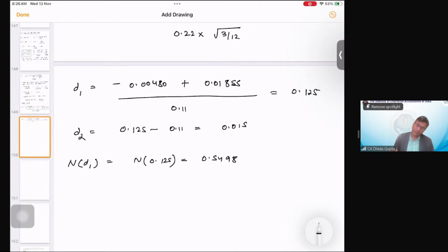So here, for 0.125 again, we have used the table and the interpolation technique. I'm just writing the direct numbers here. N(D2) at 0.015 is equal to 0.5060.